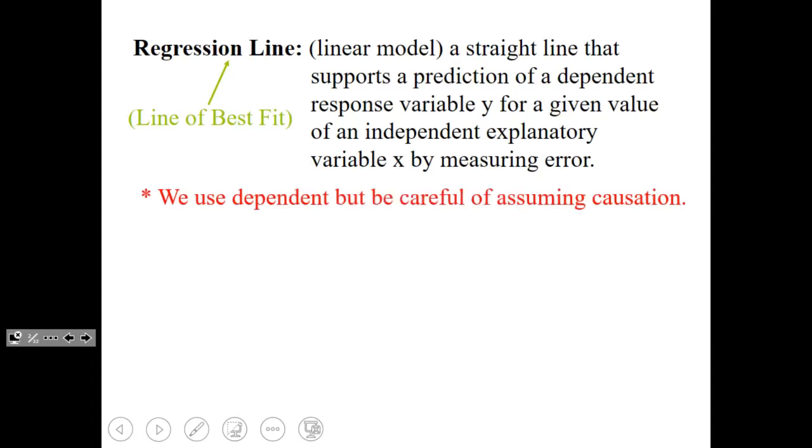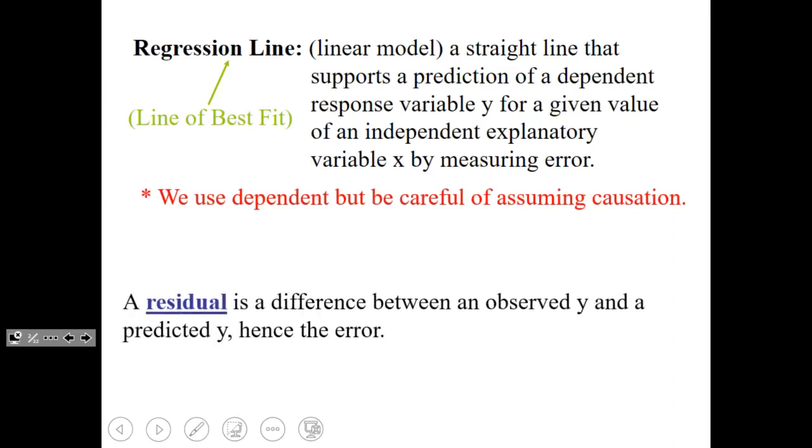Now, we're going to use dependent in this, but be careful. We're not assuming causation. Just one of them is the independent, one of them is the dependent variable, because the value of our response variable is going to depend upon our model and the explanatory variable, the value of that we put in.